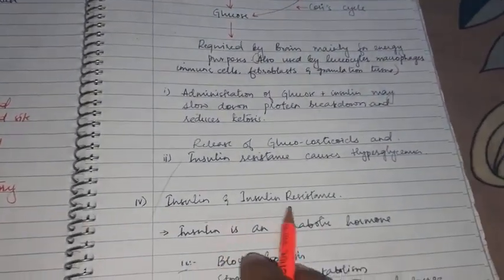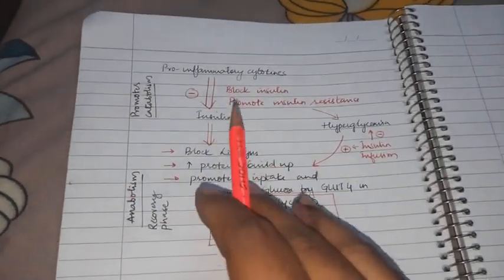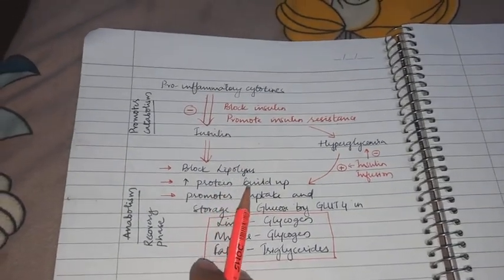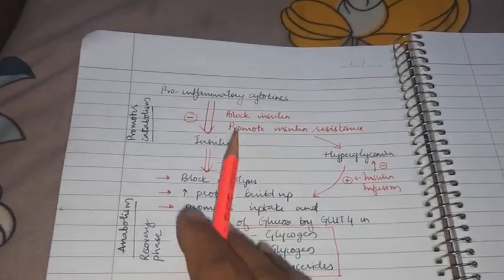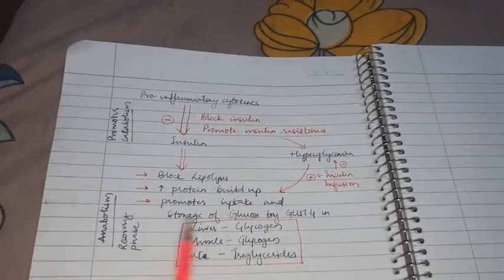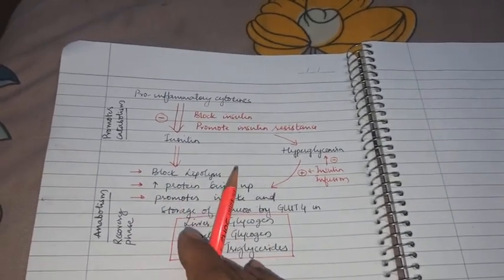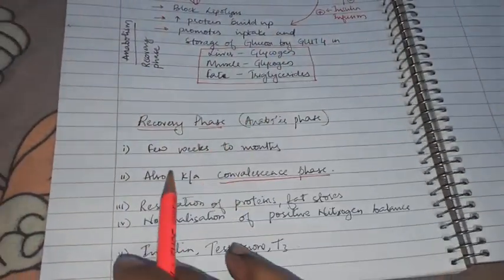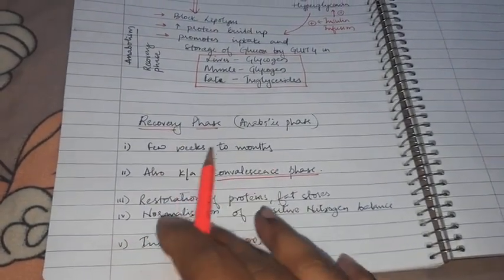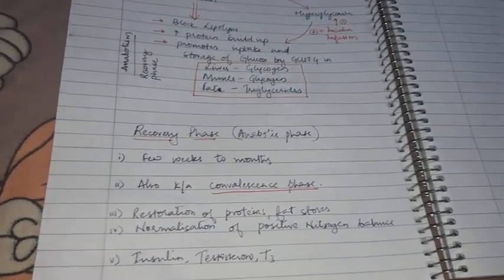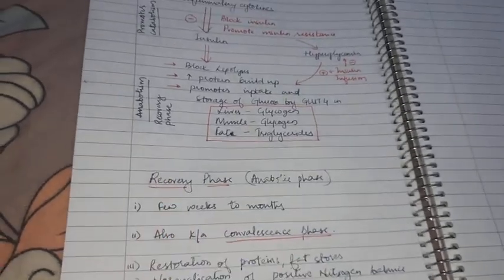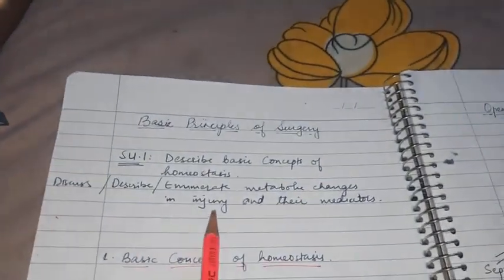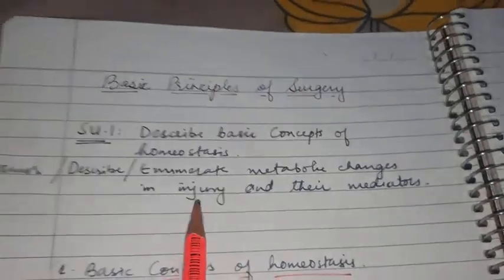and this is insulin and insulin resistance, insulin production, insulin resistance. So this is a small diagram showing how insulin promotes and how insulin is inhibited, and what are the drawbacks of insulin production and drawbacks of insulin resistance, and what are the advantages. Next, after everything is done, we come to the recovery phase, that is the anabolic phase. So this is how you write a question. So this is how you answer this question.